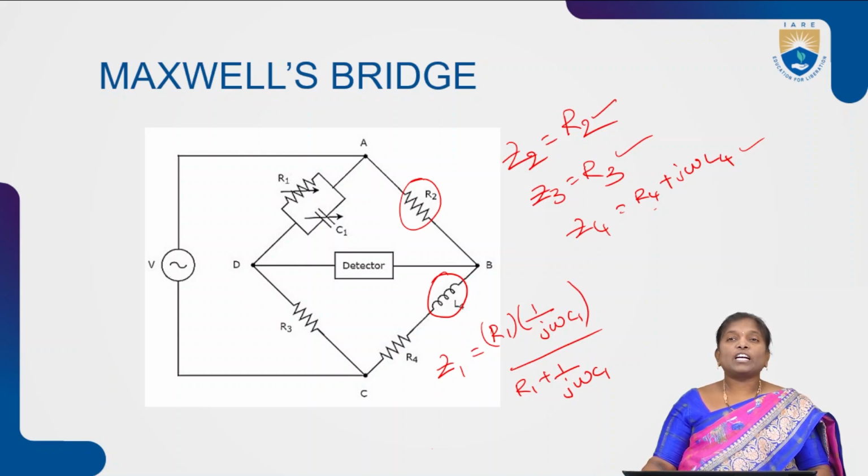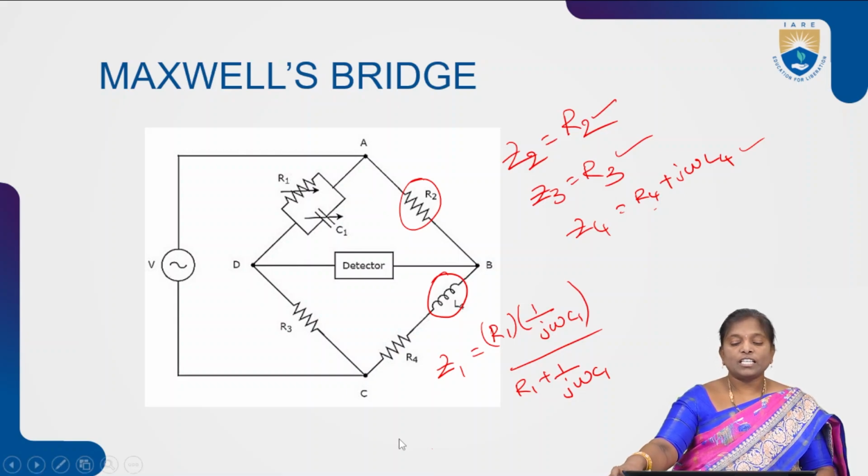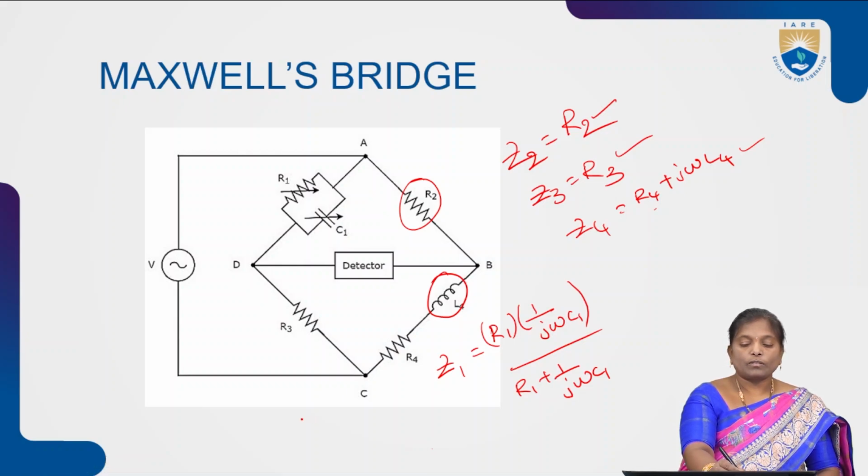So the Maxwell bridge consists of four arms. Each arm consists of different electrical components like inductance, resistance and capacitance. Now for this Maxwell's bridge, to measure the unknown component that is present across the fourth arm, we need to consider a balanced bridge condition. Why? Because when the bridge is in the balanced condition, only then can we measure the unknown parameter. For this Maxwell's bridge, the balanced bridge condition is Z1 into Z4 equal to Z2 Z3.